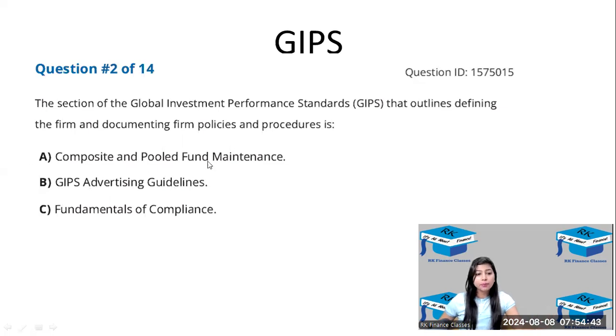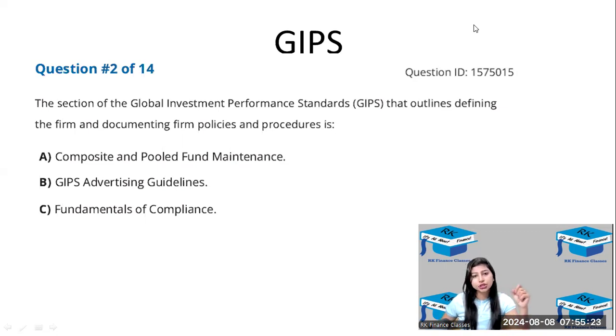Composite and pooled fund maintenance is the third section. This is the 8th, and the first section is about the fundamentals of compliance, which outlines what is meant by firm and documenting the firm policies and the procedures. Right? So there are 8 sections. Of those, for sections 4 to 7 you don't need to know the details of those sections. That's only the names, right? So the answer for this question is C.